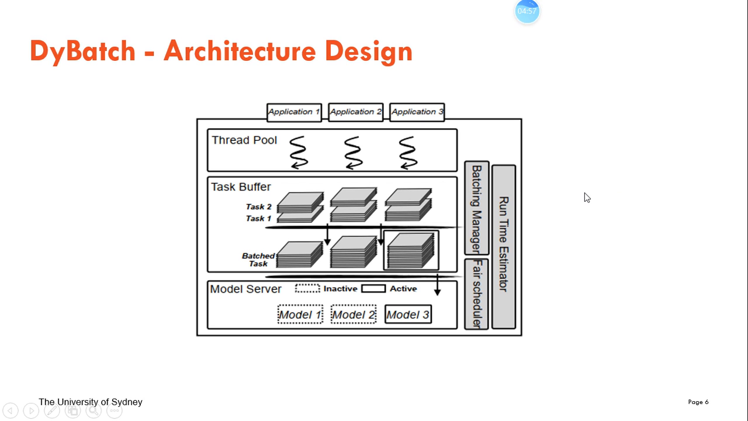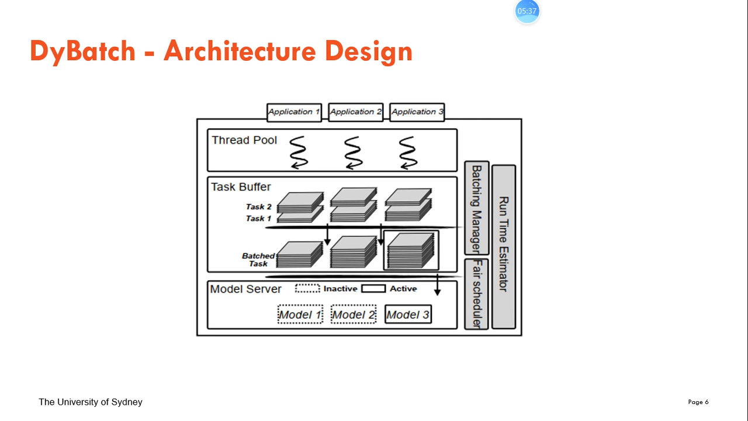So we'd like to present our DyBatch. The architecture of it is presented here. Basically, it includes the following components. The first one is a thread pool. Each thread in the pool is invoked to handle requests from one application. It will transfer data items and initiate the DL task. Then it's the task buffer. The independent tasks from each application are queued sequentially in the buffer.